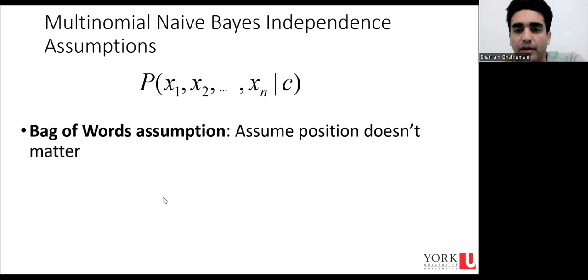The first simplifying assumption we are going to make is called the bag-of-words assumption. We are going to assume that the position in the document doesn't matter. This is what I gave you the intuition of a few slides ago. The position of the words in the document, whether it is the first word or the seventh word or the 115th word, isn't going to matter. All we care about is which word or which feature occurs.